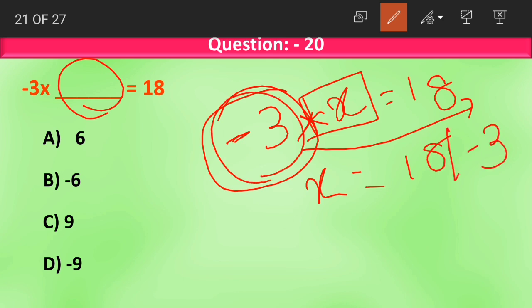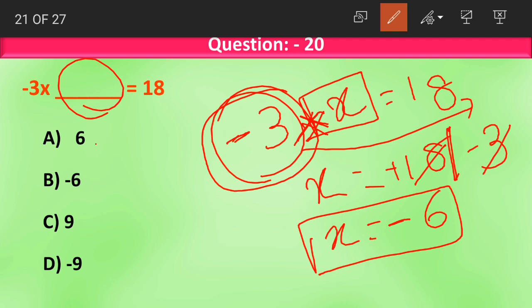Minus 3 goes there, which is in multiplication here, and becomes a number in division. Okay, there will be no change in the sign, class. The multiplication number becomes the number in division. Now 3 6s are 18, and the signs are different, so the result will be negative. x is equal to minus 6.